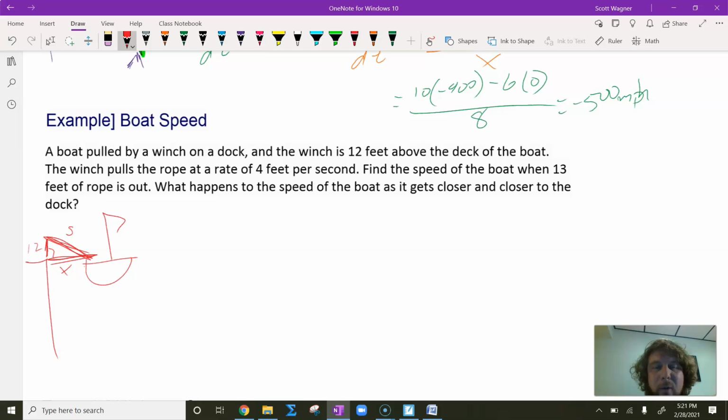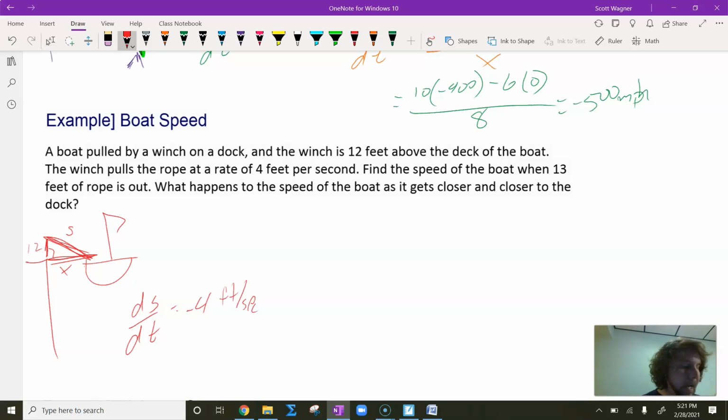Specifically, it says the winch is 12 feet. So I could go with the y value is 12, but I've got that in my picture right there. I also have the fact that ds/dt, the derivative of s with respect to time, the rate at which this is being pulled, is 4 feet per second. But remember, I'm going out of the water. I'm going closer to the winch, not further away.